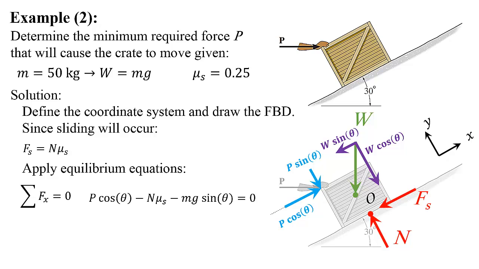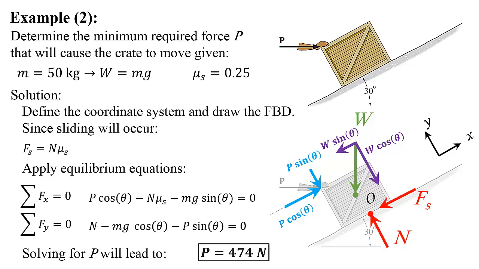And if I do the summation of the forces in the y direction, I will get N minus mg cosine theta minus P sine theta equals 0. Again, looking at these two equations, I don't know P, I don't know N, I know everything else, so I have two equations, two unknowns. I can solve for P, and I will get P equals, in this case, 474 newtons. Okay, let's look at another example.